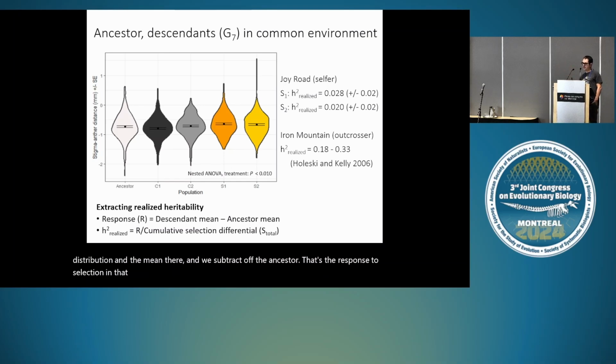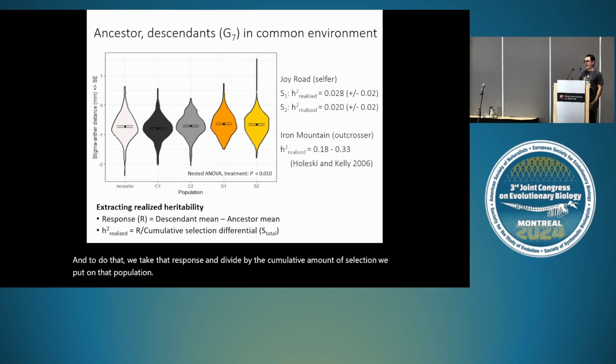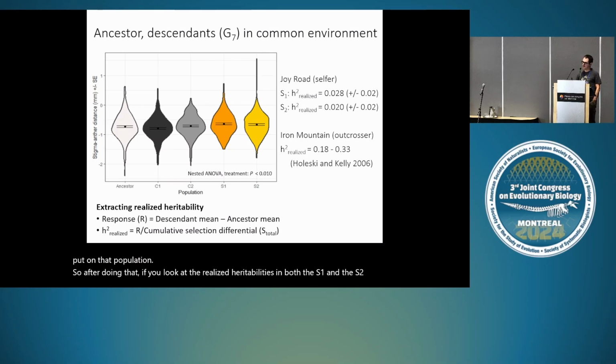And then we can basically rearrange the breeder's equation to get the realized heritability. To do that, we take that response and divide by the cumulative amount of selection we put on that population. So after doing that, if you look at the realized heritabilities in both the S1 and the S2 lines, you'll note that they're very small.